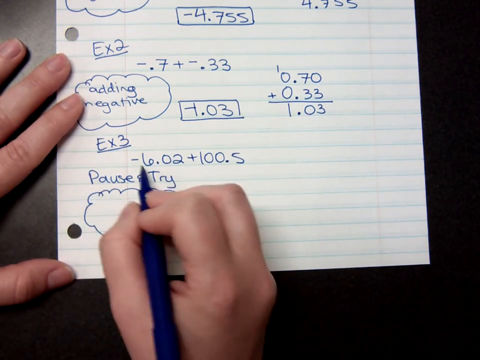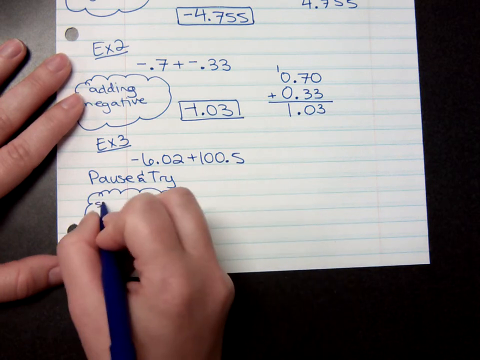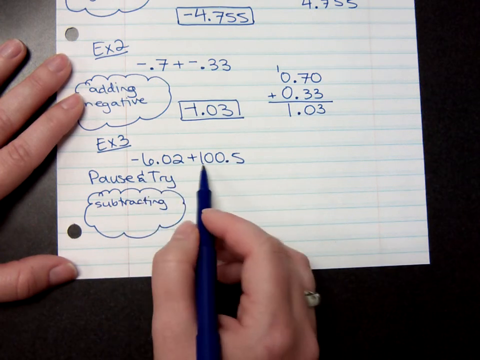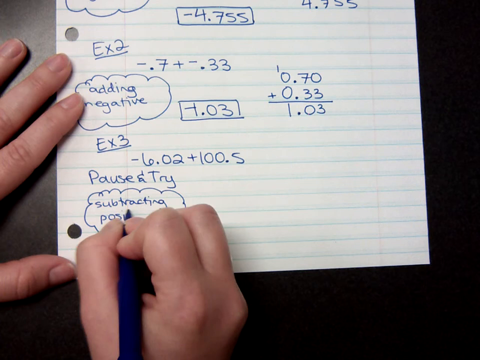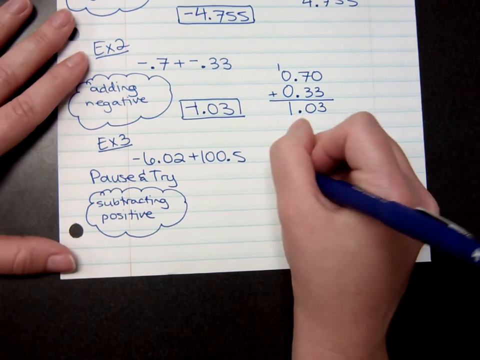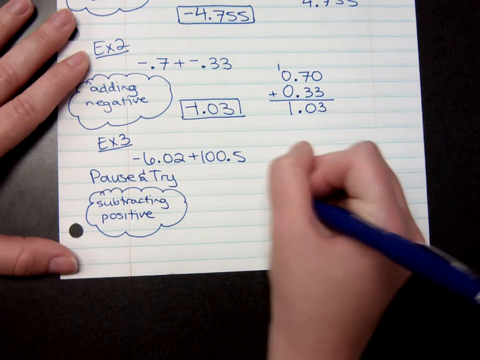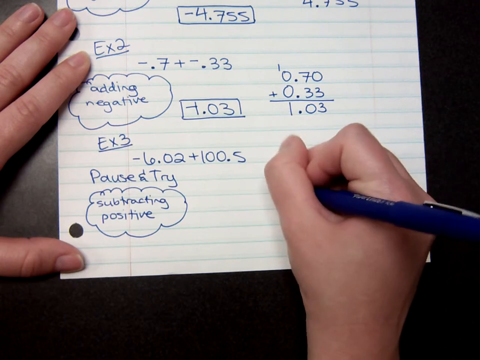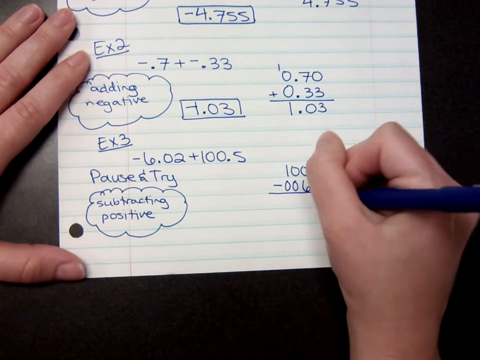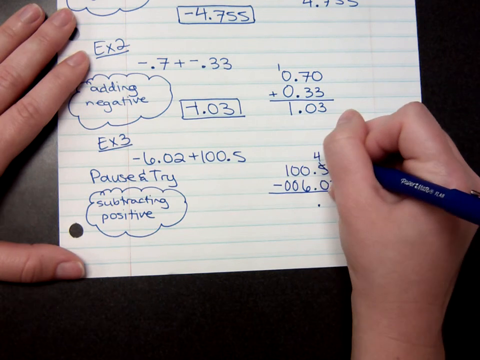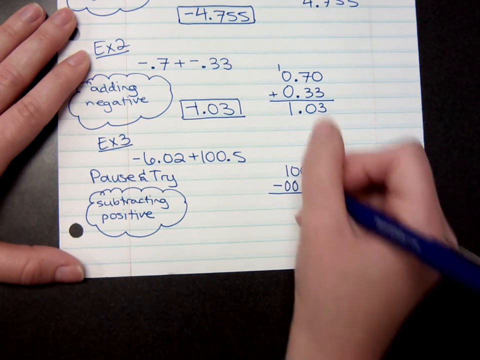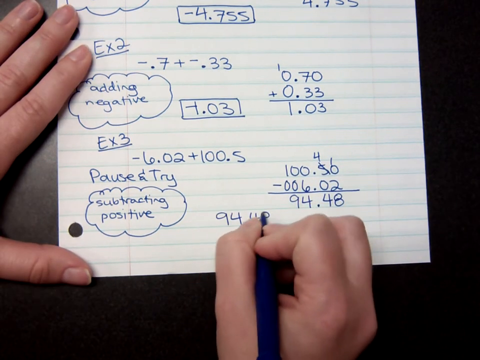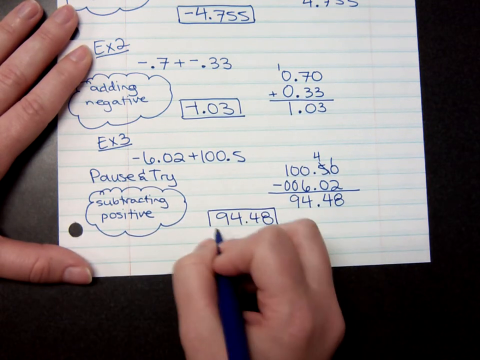So if I have a negative plus a positive, I'm really going to be subtracting. And my final answer, the positive number is bigger, so my final answer will be positive. So I'm going to do 100.5 minus 6.02. Add in some zeros here. Bring my decimal down, do my subtraction. 94. Should get 94.48. My final answer is positive, so I am done.